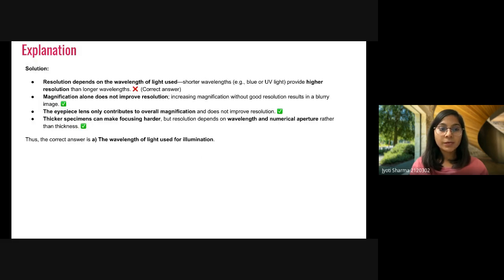So if you see here, resolution depends on the wavelength of the light used. A shorter wavelength will provide higher resolution in comparison to a longer wavelength. And magnification alone does not improve resolution. No, this is not the correct statement. And the others will not directly impact resolution, but indirectly.